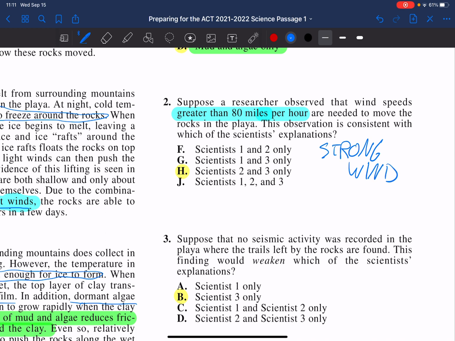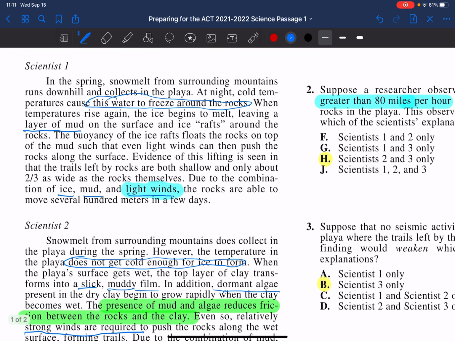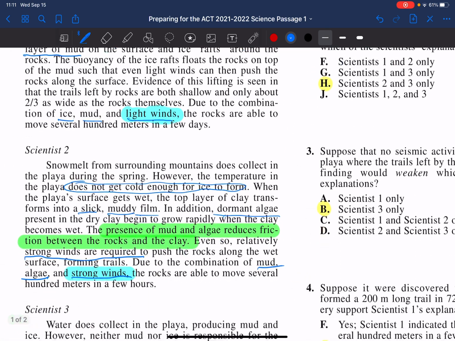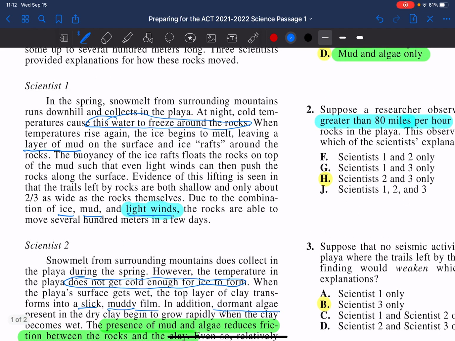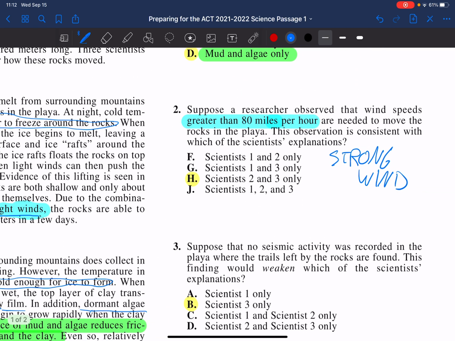So since that's a strong wind, the only examples of scientists that believe that you're going to need strong winds are Scientist 2 and Scientist 3. So that means that's why letter H is the answer to that question.